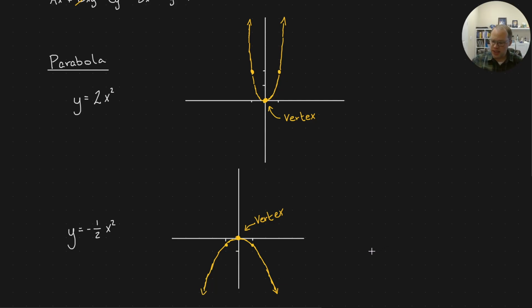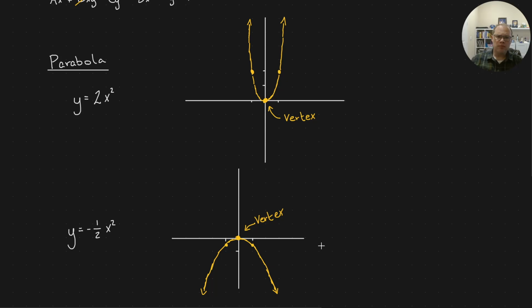Okay, so you could see that this number in front determines whether you're opening up or opening down, and also determines how wide or skinny your parabola is. If it's a bigger number, then going left or right 1, you go up faster, right? So you get a skinnier parabola. If it's a number less than 1, then when you go left or right, you don't move as much. In this case, I'm going down only 1/2 when I go left 1 or right 1. Okay. And because I'm not going down as much, it opens slower. It's a fatter parabola.